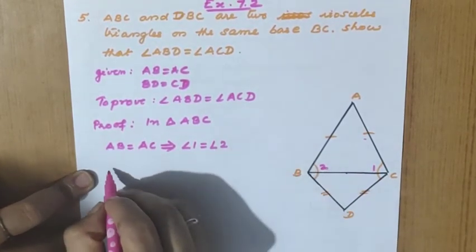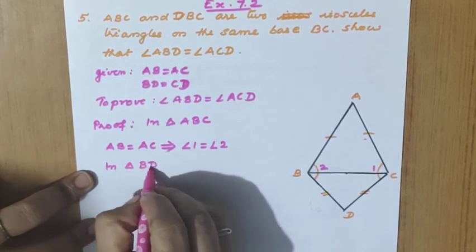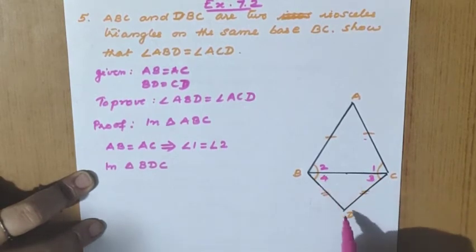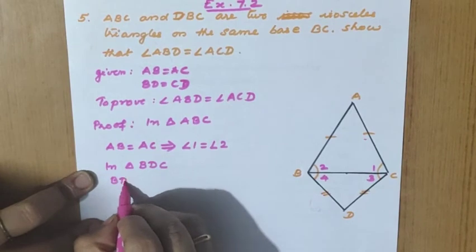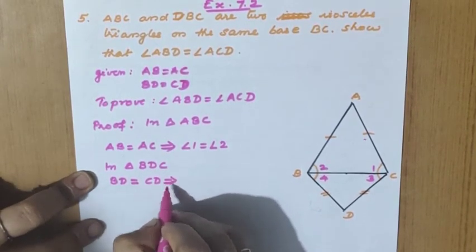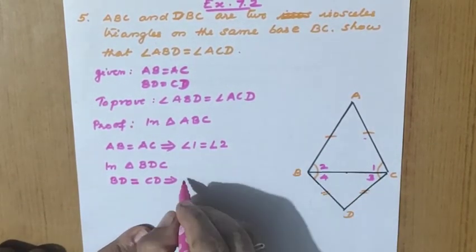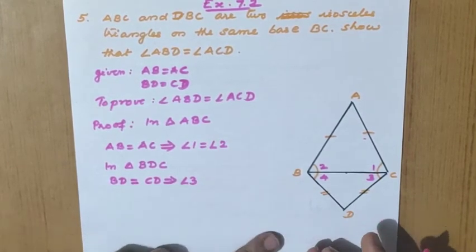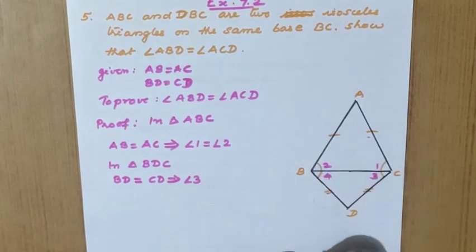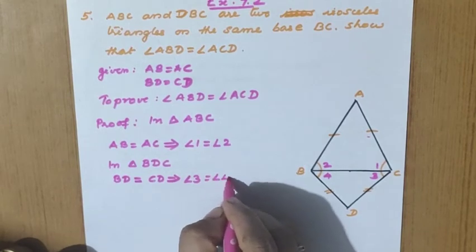Now similarly in triangle BDC, okay, I'll write here 3 and here 4. So I'll write BD equal to CD. What is the angle opposite to BD? Which angle is opposite to BD? It is 3. So I'll write here angle 3. And which angle is opposite to CD? See this one, which is the opposite angle? Angle 4, because we are considering which triangle? BDC only. So angle 3 equal to angle 4.